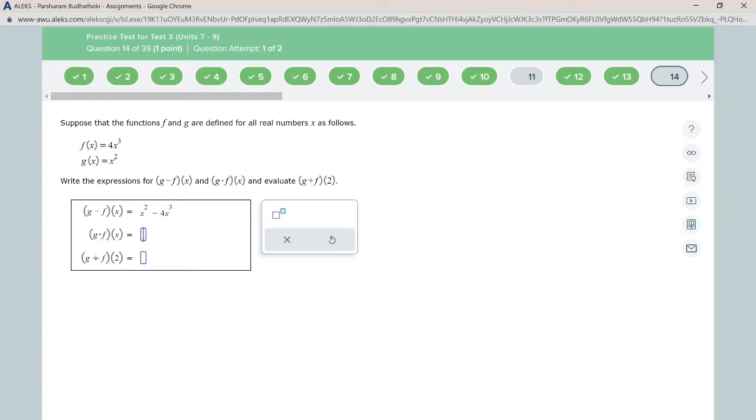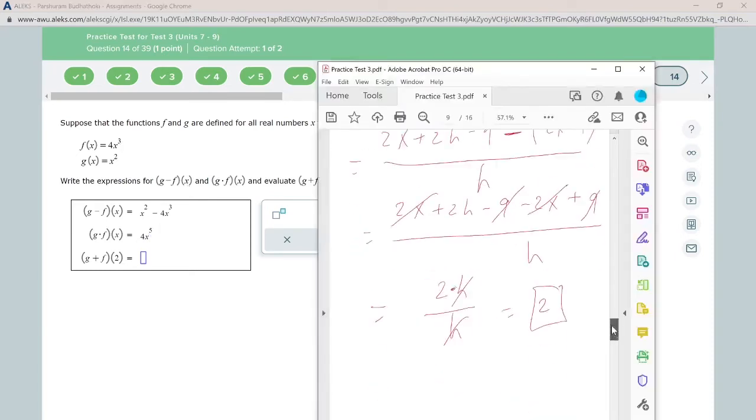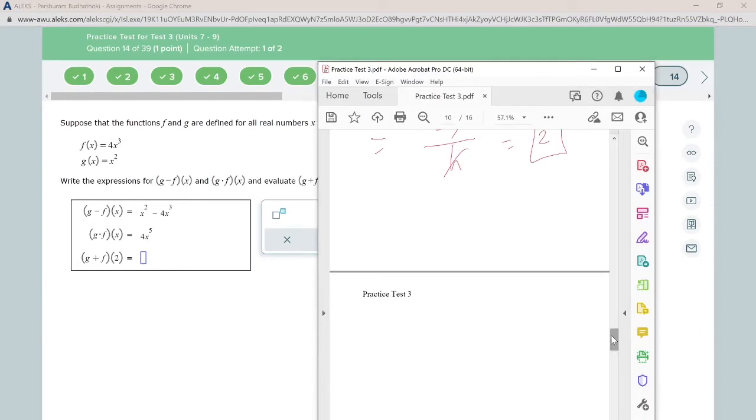Now multiplication, multiply these two. 4 times x cube times x square. If you multiply x cube and x square, you have to add the exponents. Eventually it gives you 4 times x to the power 5, because the multiplication between these two means you are adding the exponents. So eventually it's 4 times x to the power 5.